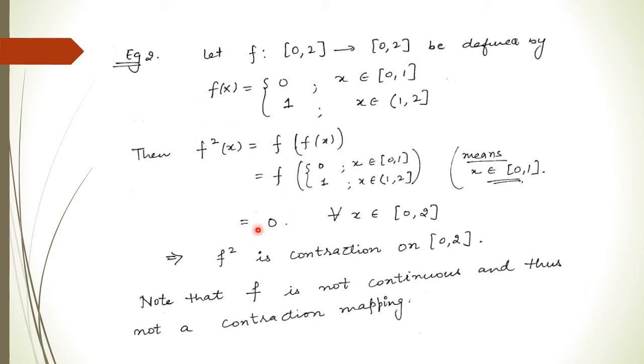So clearly, since the mapping is 0, it implies the distance of f square x and f square y is 0, and it is always less than or equal to some h times the distance of x and y. So this implies it is a contraction. This example shows that f is not a contraction. However, the second iterate of f is a contraction mapping.